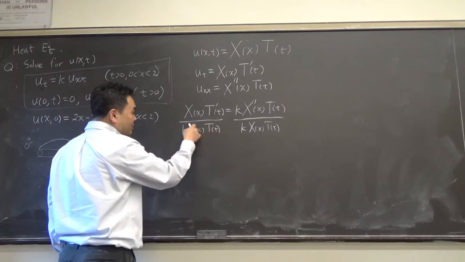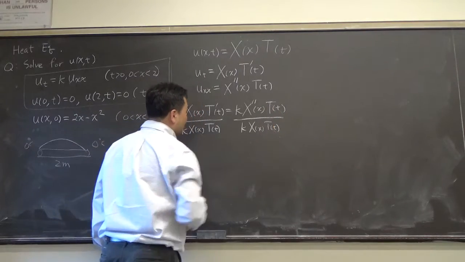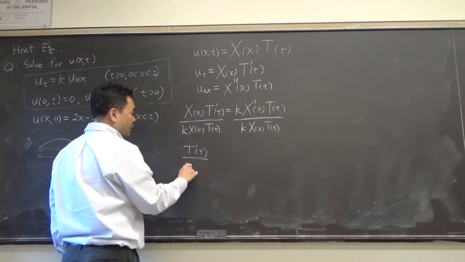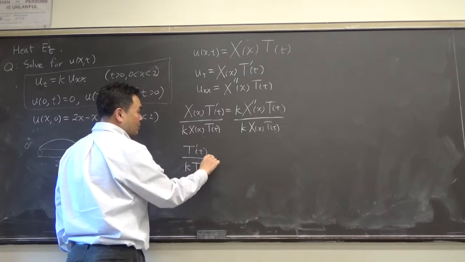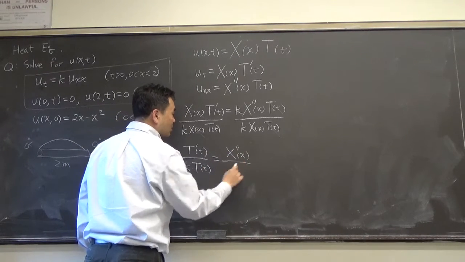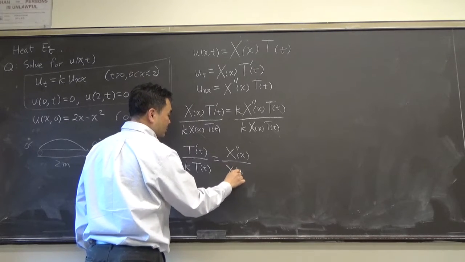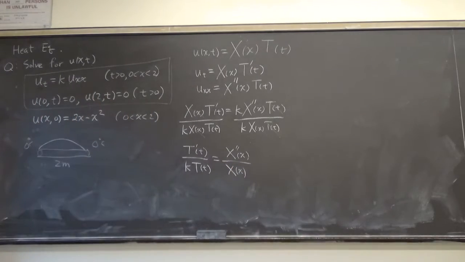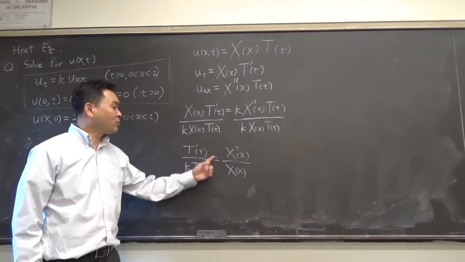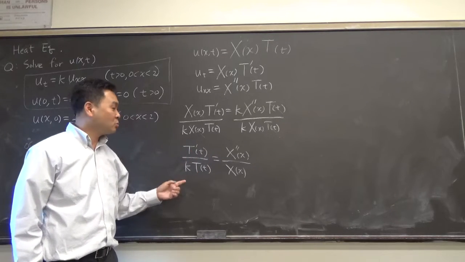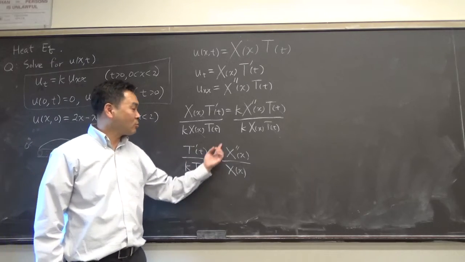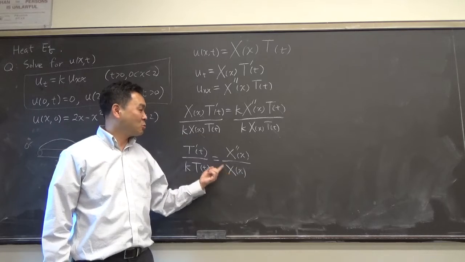And then simplify, which gives you T prime of t over k times T of t equals to just X double prime of x over X of x. Okay. So you have a function of t on the left side, which does not depend on x, right? And you have a function of x on the right side, which doesn't depend on t.